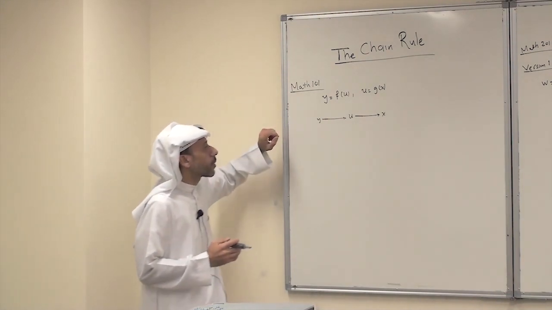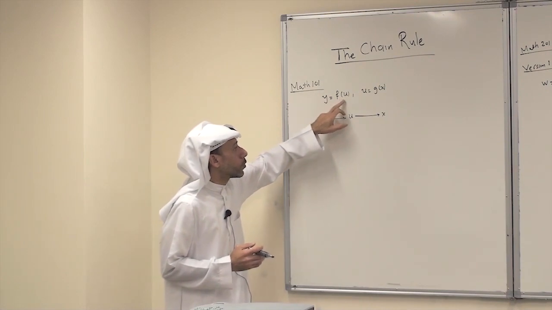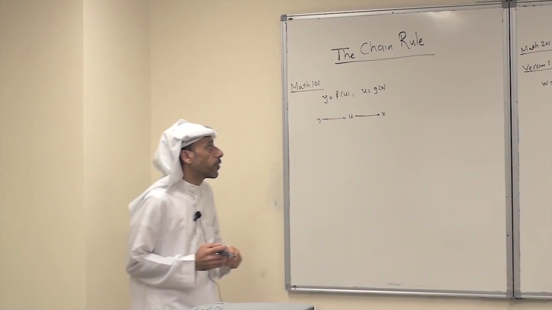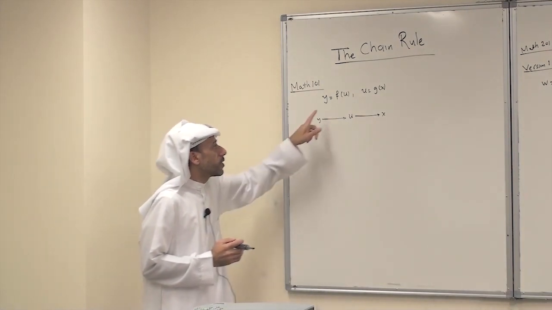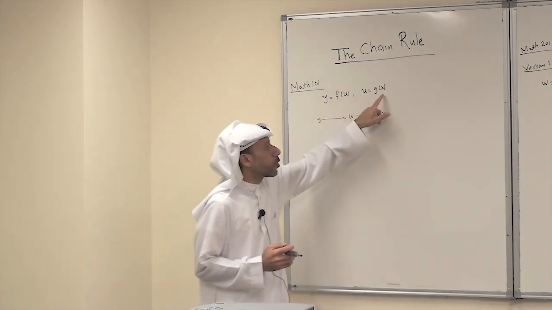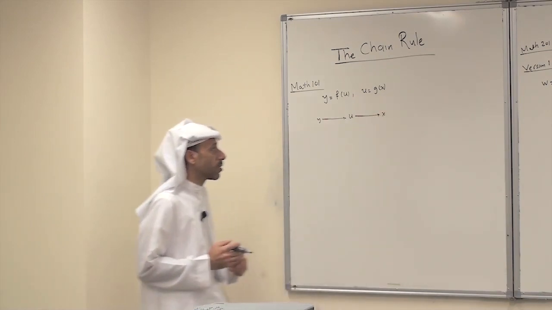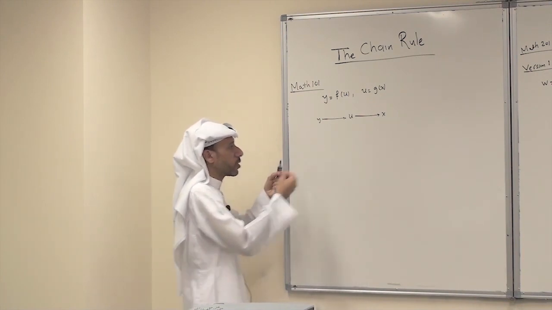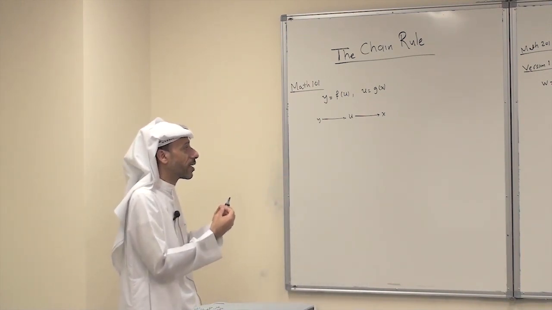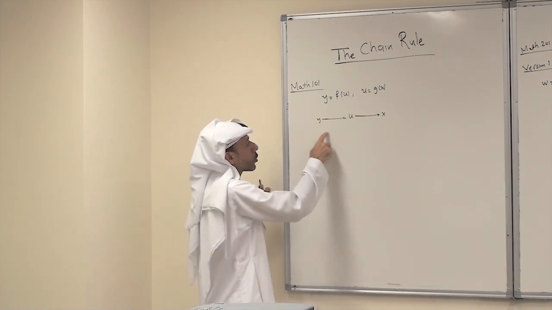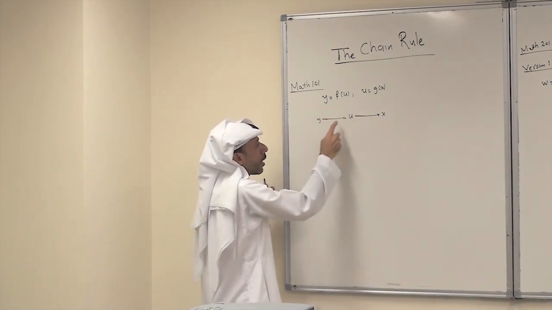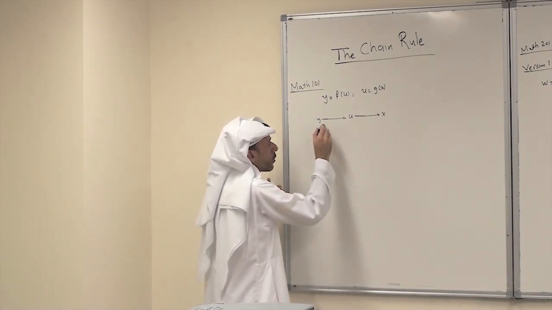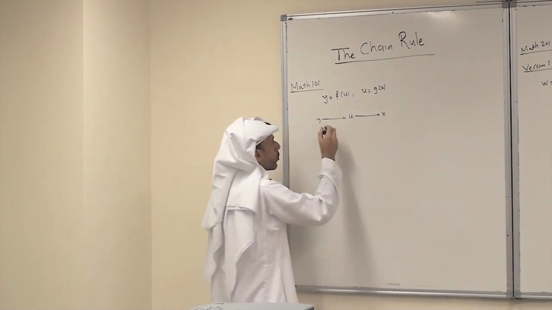In Math 101, when we have a function y equals f of u and u is also a function g of x, we ask what is the derivative of y with respect to the last variable x. If we draw a diagram, just indicating how the variables are related, we have y a function of u, and u a function of x. Our objective is to find the derivative of y with respect to x.